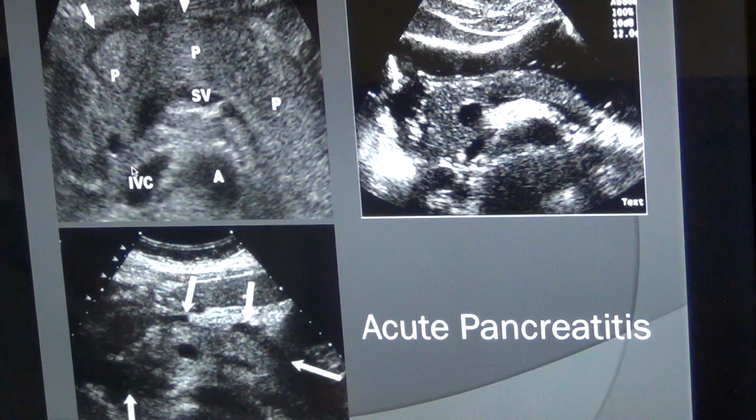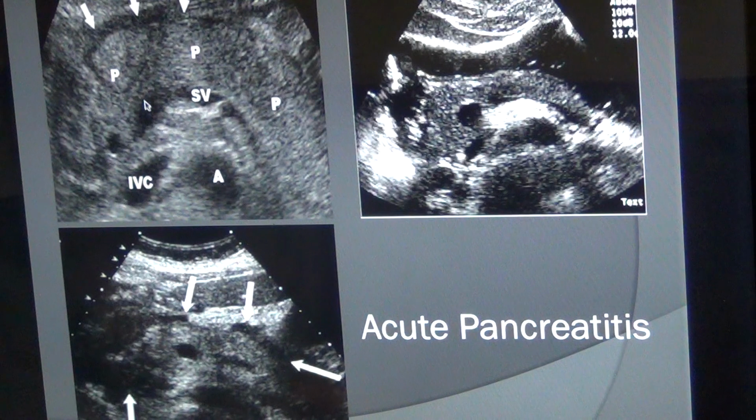Okay, that is a board test question. You need to know this. So this is the portal confluence. The portal confluence is made by the splenic vein and the SMV, the superior mesenteric vein. The superior mesenteric vein goes vertically and the splenic vein comes horizontally, and they unite here in front of the uncinate process, behind the neck of the pancreas, and medial to the head of the pancreas.